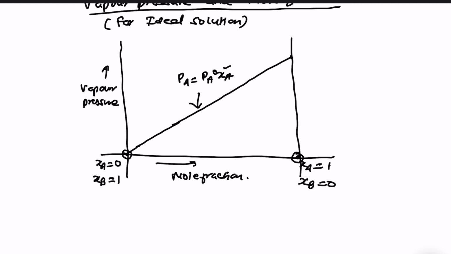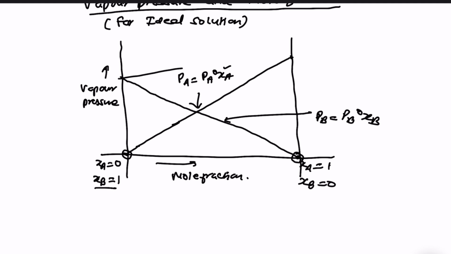Now here the mole fraction of A is 1, so the vapor pressure of A is also maximum. Now at this point, the mole fraction of B is 1, so the vapor pressure of B will be maximum here. Now the mole fraction of B is decreasing. At this point, the mole fraction of B has become 0. So this is representing the PB, that is PB naught into XB.